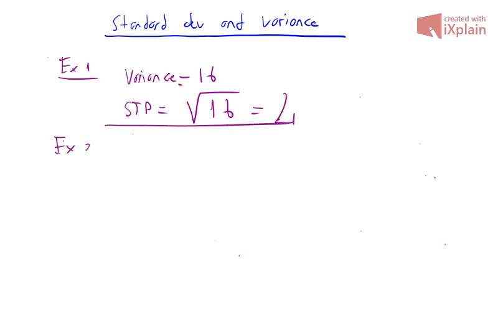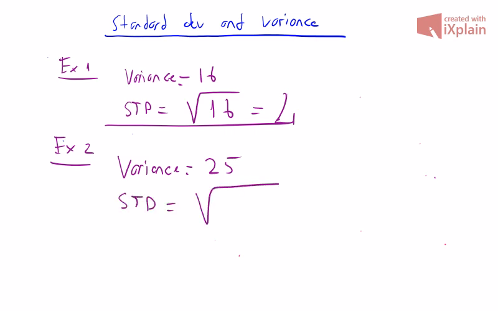Example number 2. If the variance is, let's use 25, the standard deviation will be equal to the square root of 25, which is equal to 5. Okay, example number 3. Let's say that we calculate the standard deviation, and the standard deviation is equal to 3.